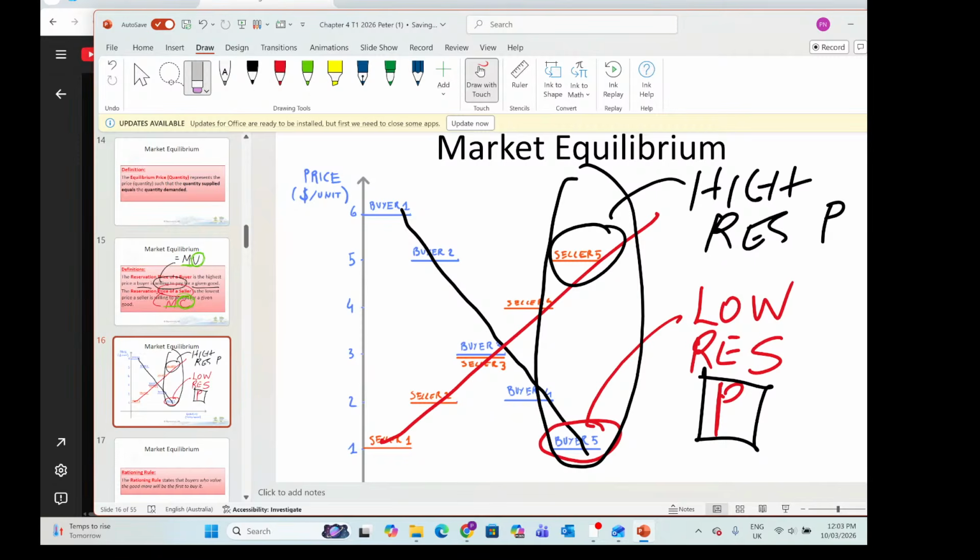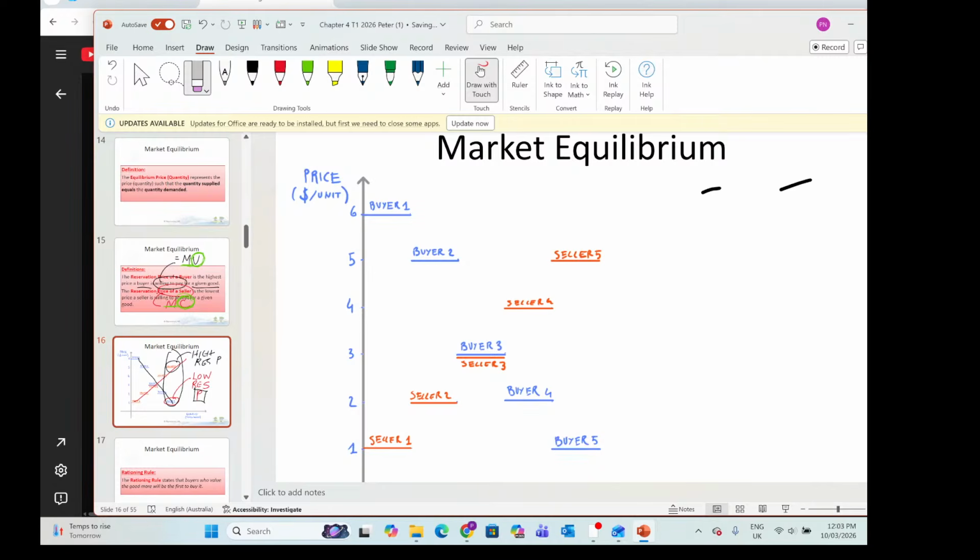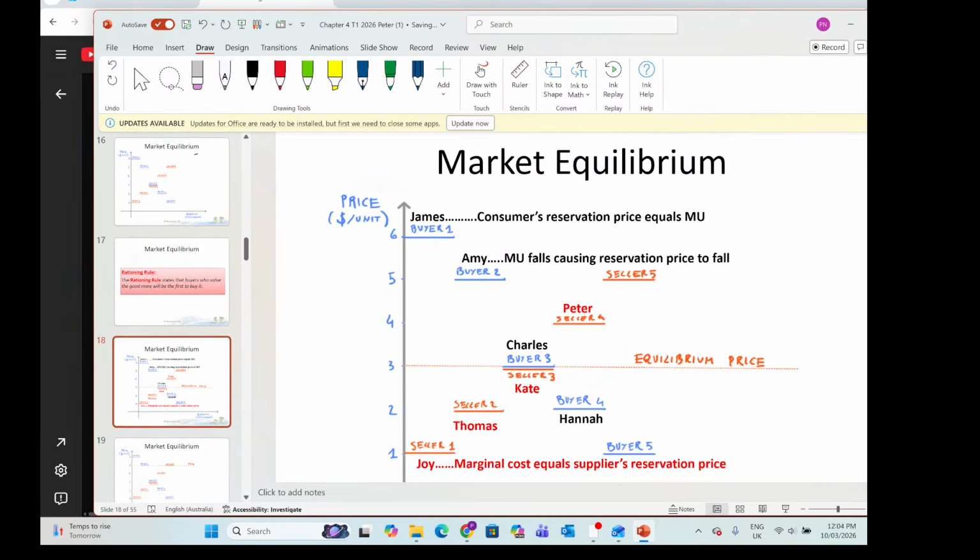I'm going to clean this slide up a bit. And I'm going to go forward a few slides because I've actually given these buyers and sellers names. So here are the individual buyers and sellers in the market. So let's start with James.